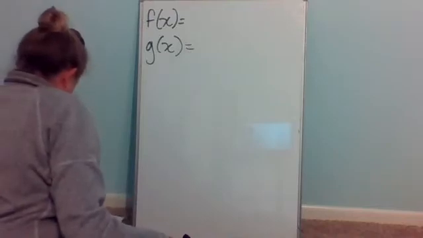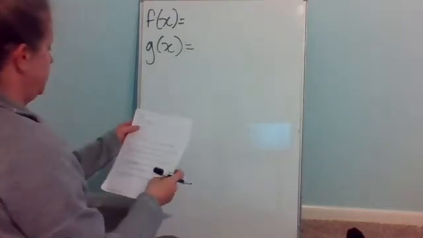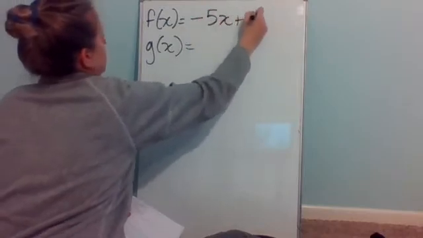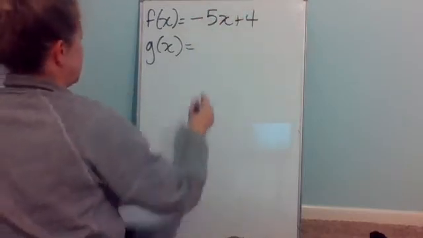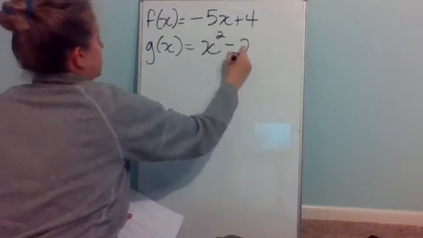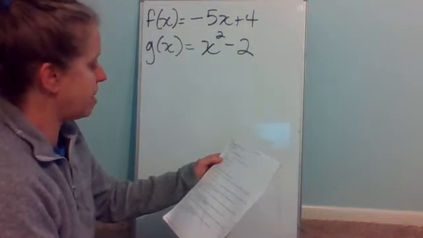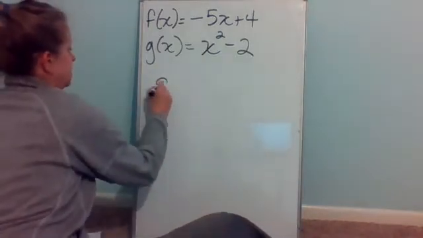So f of x is negative 5x plus 4. G of x is x squared minus 2. And this wants me to find g minus f of x.